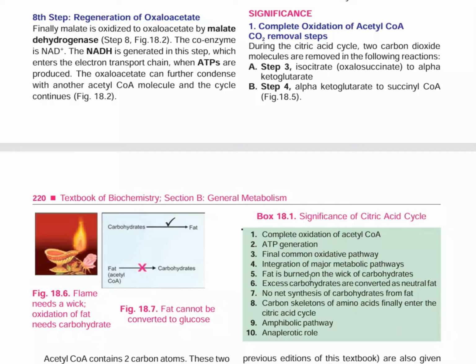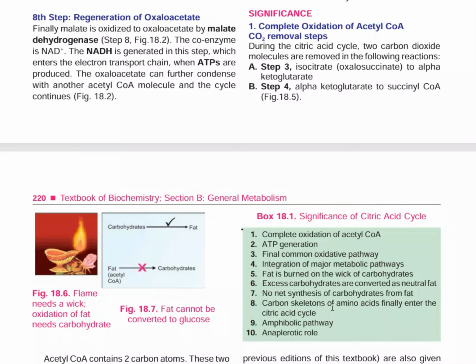Number one, complete oxidation of acetyl-CoA. Number two, ATP generation. Number three, final common oxidative pathway. Number four, integration of major metabolic pathways. Number five, fat is burned on the wick of carbohydrates. Number six, excess carbohydrates are converted to neutral fats. Number seven, no need for synthesis of carbohydrates from fat. Number eight, carbon skeletons of amino acids finally enter into the citric acid cycle. Number nine, amphibolic pathway. Number ten, anaplerotic role of the TCA cycle.